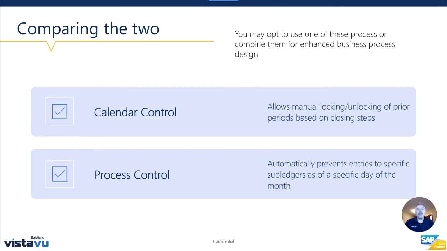On the other hand, process control is about locking down all or some of your subledgers. This feature could be ignored because calendar control also locks down your subledgers. The difference is process control does it with automation based on a number of days into the next period. So this can be a great solution if, for example, you want accounts payable to be locked on the 3rd day of the month, but your billing maybe continues until the 5th day of the month.